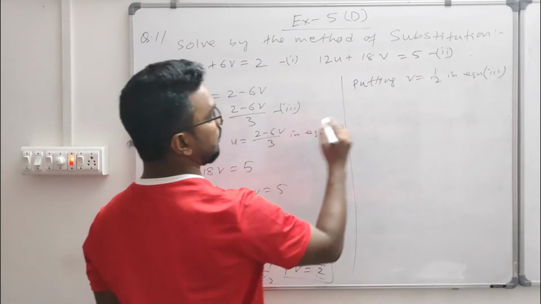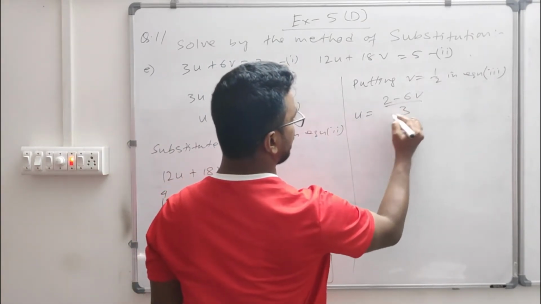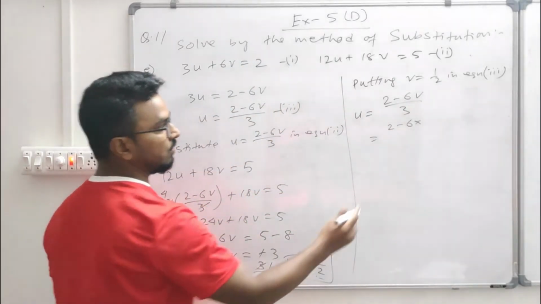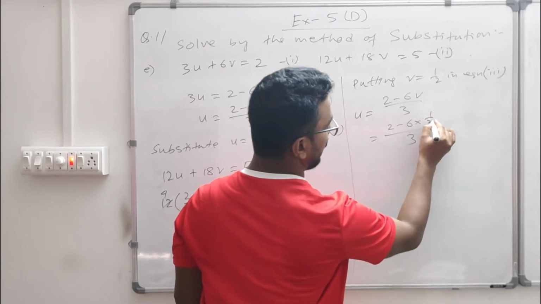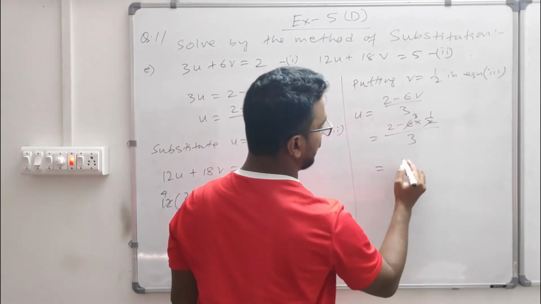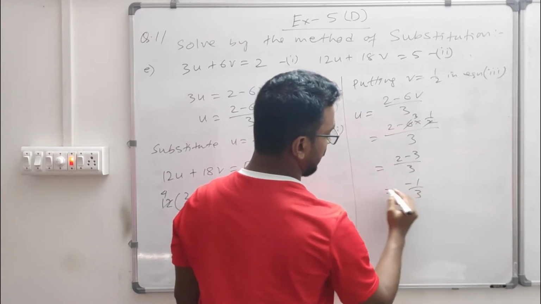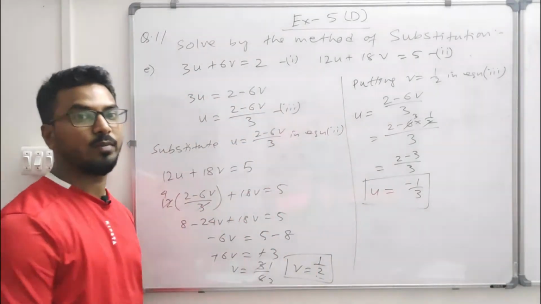So the value of u will become, u is equal to 2 minus 6b by 3. So 2 minus 6, what is the value of b? B is 1 by 2. So you can write here 1 by 2 divided by 3. So 2 how many times? 2 3s are 6, so it will become 2 minus 3 by 3. So this will become minus 1 by 3. So the value of u will become minus 1 by 3.